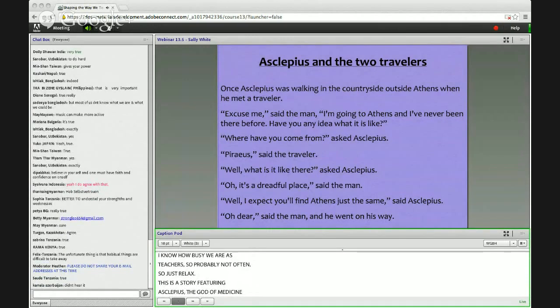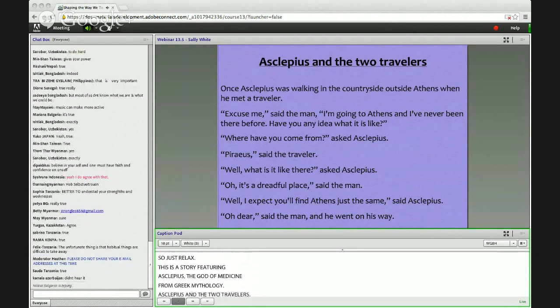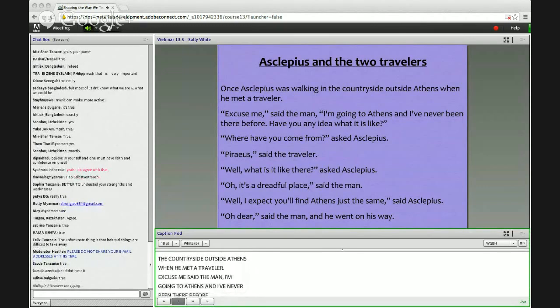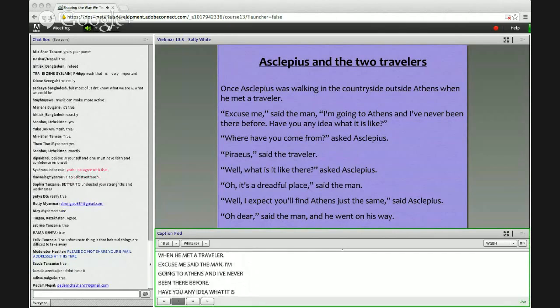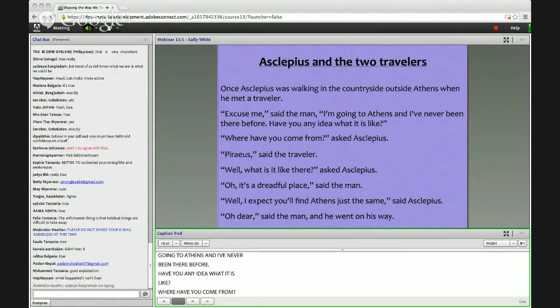Once Asclepius was walking in the countryside outside Athens when he met a traveler. "Excuse me," said the man. "I'm going to Athens, and I've never been there before. Have you any idea what it is like?" "Where have you come from?" asked Asclepius. "Piraeus," said the traveler. "Well, what is it like there?" asked Asclepius. "Oh, it's a dreadful place," said the man. "Well, I expect you'll find Athens just the same," said Asclepius. "Oh dear," said the man, and he went on his way.